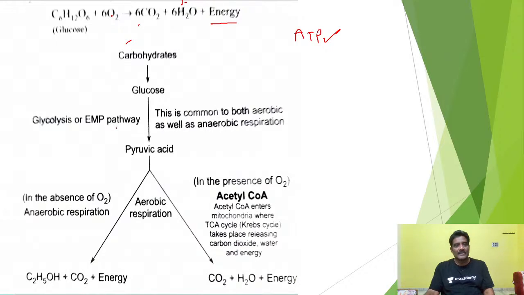When does aerobic respiration take place? Here first glucose will be converted into pyruvic acid, I mean it will be oxidized into pyruvic acid, if oxygen is available. Oxygen is available, aerobic.